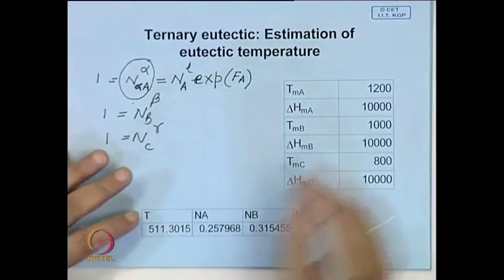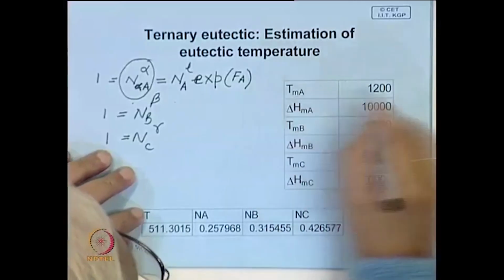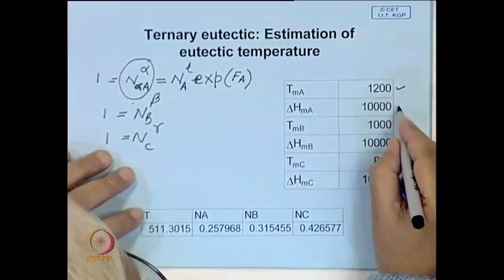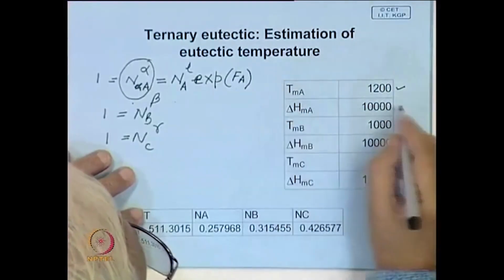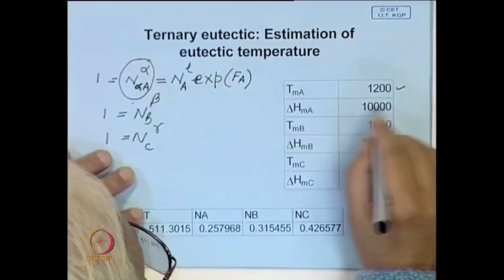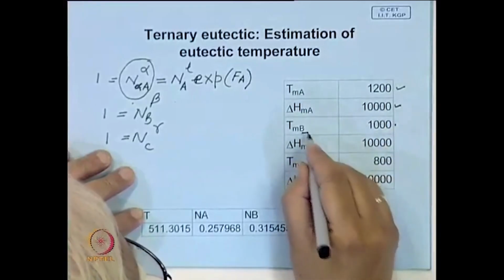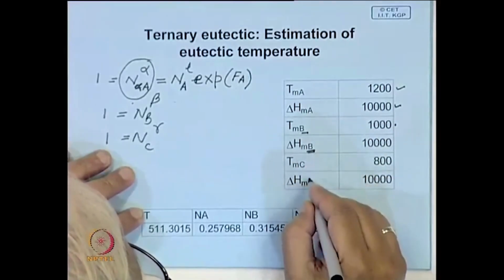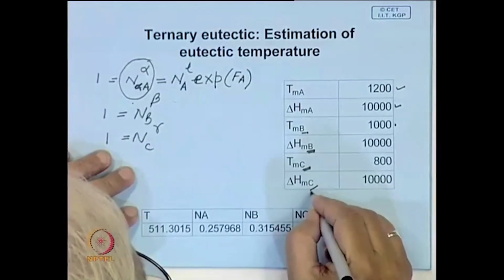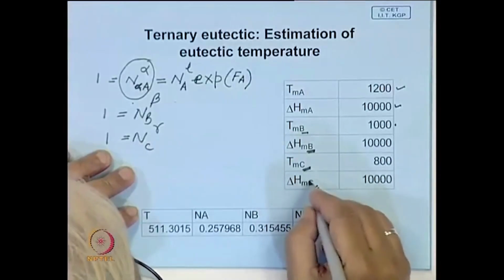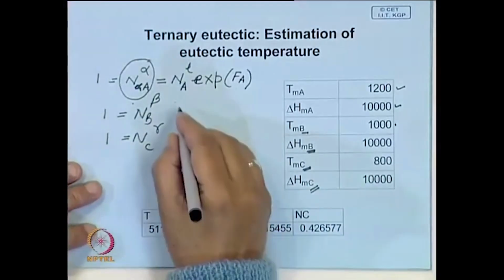And in that case, if you take some numerical values, this is the melting point of A, this is the latent heat of fusion for A, this is the melting point of B, this is the latent heat of fusion for B, this is the melting point of C, this is the latent heat of fusion of C. Now, let us see what you have here.